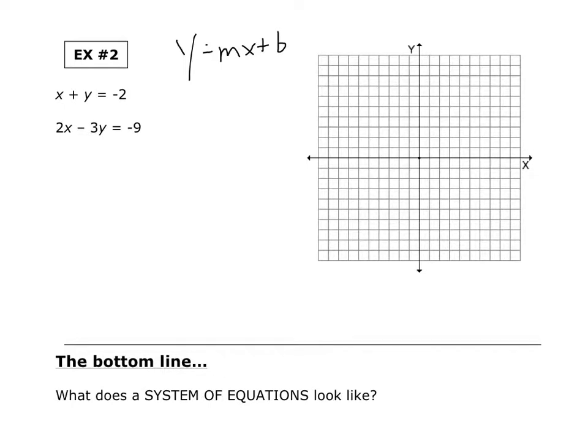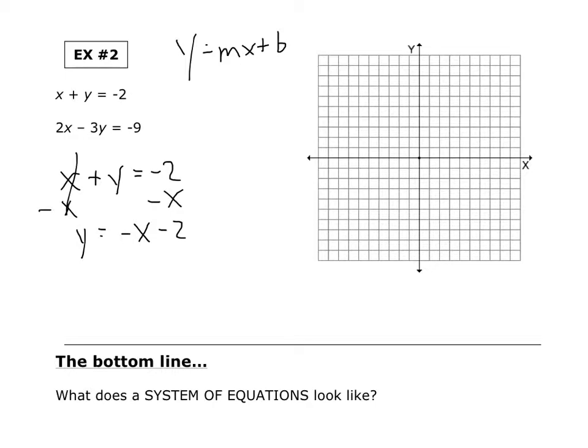Okay, so let's start with the first one. x plus y equals -2. And we want to get that in slope-intercept form. Well, how can we do that? We need to get the x to the other side, so let's subtract x. Those x's cancel out, and we have y equals -x minus 2.